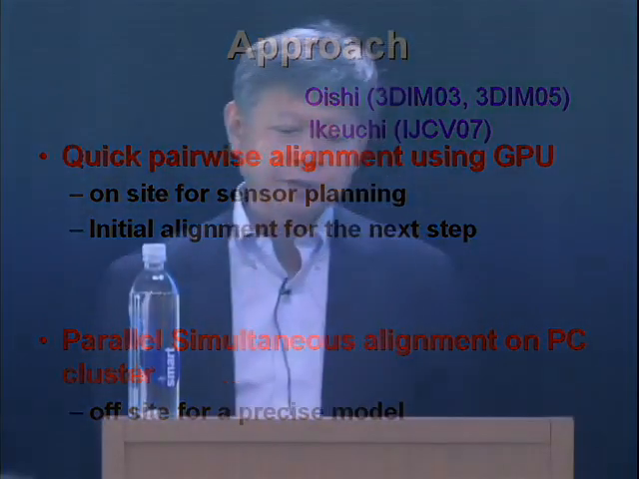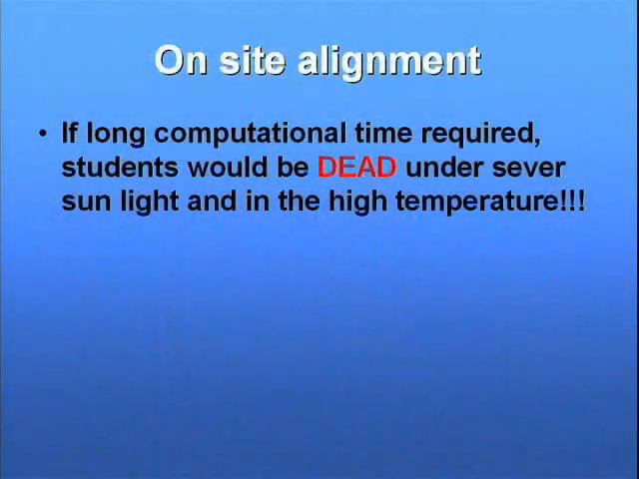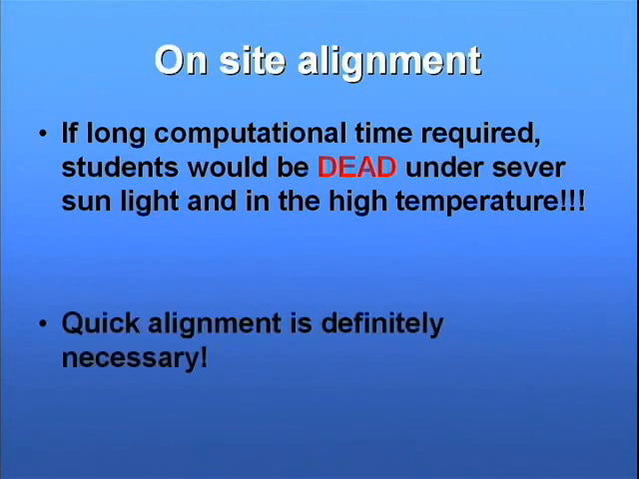First, why do we need this quick pairwise alignment algorithm? Well, if computational time is long, the student would be dead under severe sunlight, and I'll be fired from the university. And I would like to avoid such situations. So quick alignment is definitely necessary.